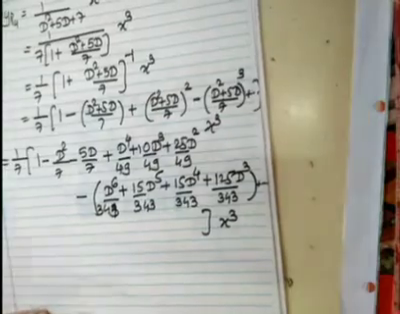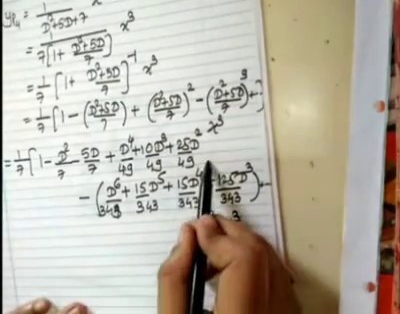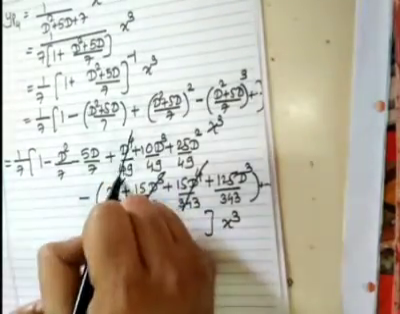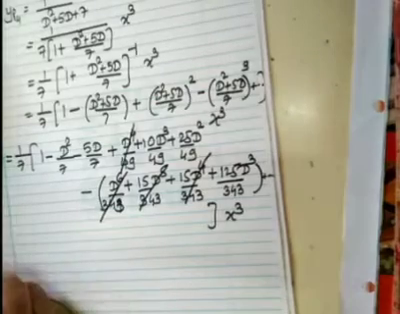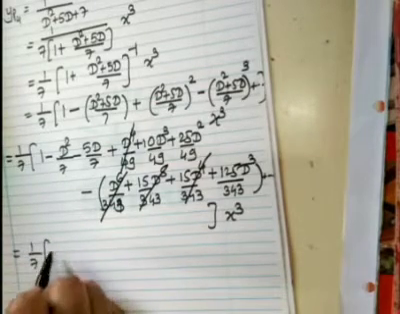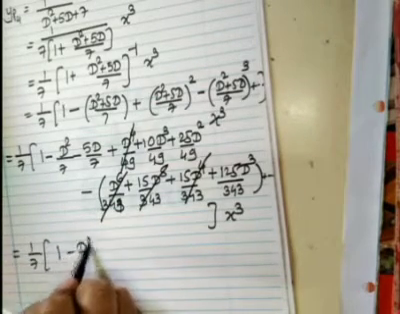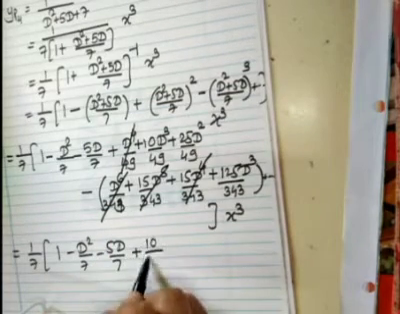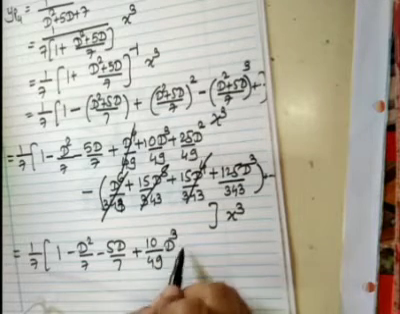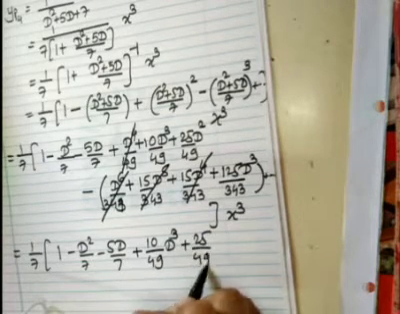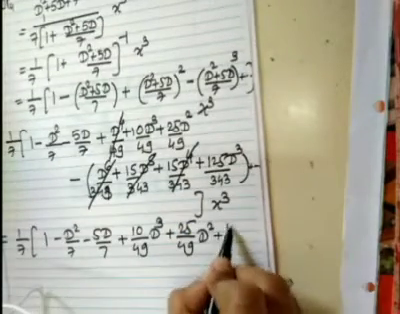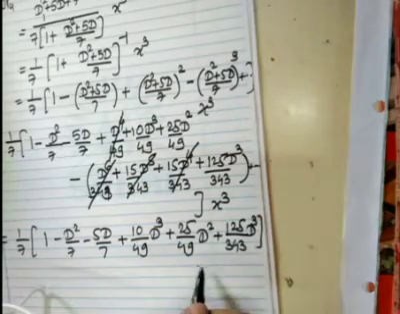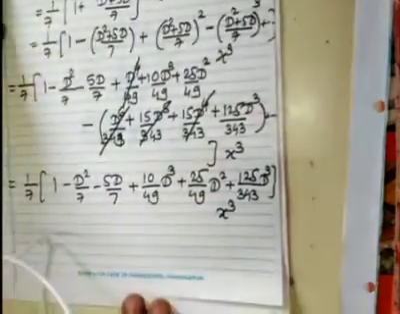So among this, d raised to 4 will be cancelled, d to 5 cancel, d to 6 cancel. So whatever remains we will write, that is 1 by 7, 1 minus d square by 7 minus 5d by 7 plus 10 by 49 d cube plus 25 by 49 d square plus 125 by 343 d cube. That much part will be there and it will be on x cube.